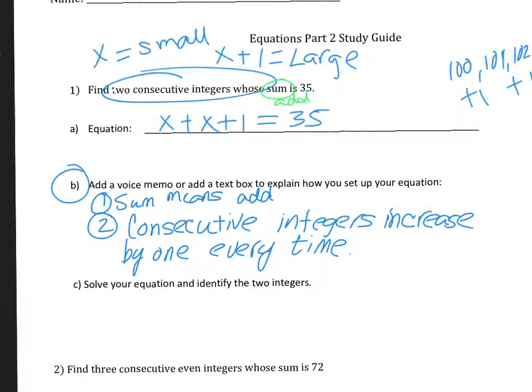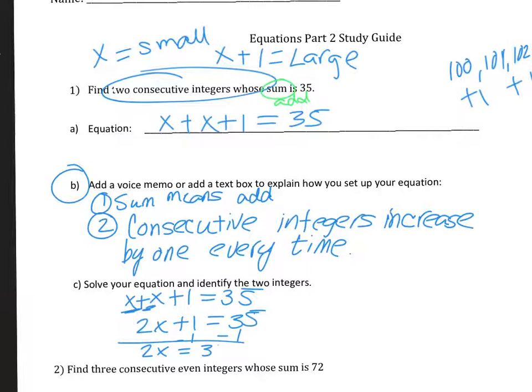So now we're going to solve the equation. I'm going to recopy it down here. We have like terms that we can combine on the left-hand side, because we have an X and an X, which is going to be 2X plus 1 is equal to 35. We need to isolate that variable, so we're going to subtract 1 from both sides. That leaves me with 2X is equal to 34. And then I'm going to divide both sides by 2.